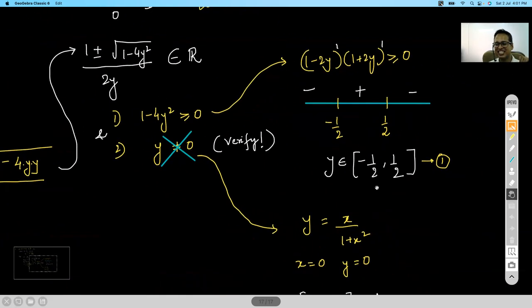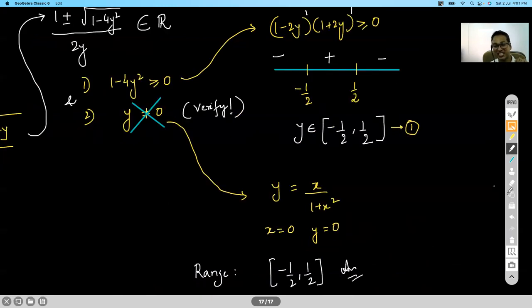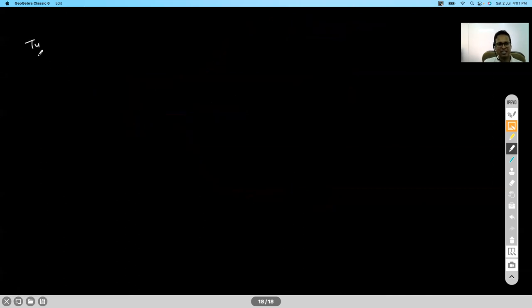Now, excluding zero is sometimes present in the options also, and many people wrongly mark that option as well. So please be careful. Don't make those mistakes. Okay, let's take another question. This time I'll take another type, where you have a quadratic by quadratic. In fact, this is the last type that we are going to take up.